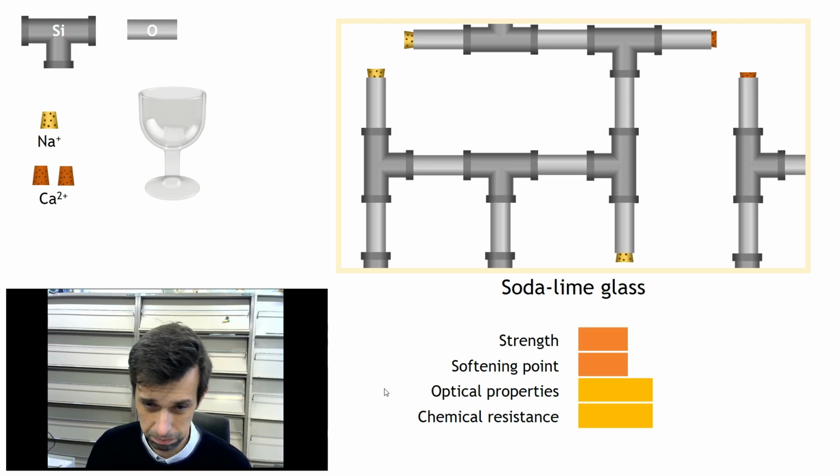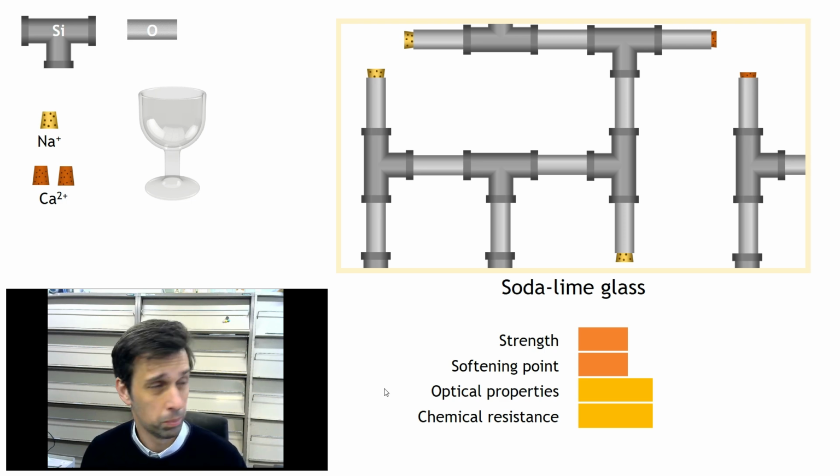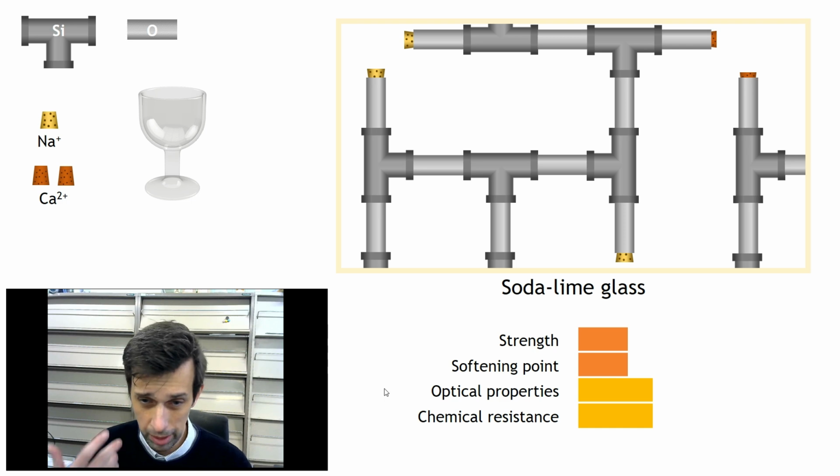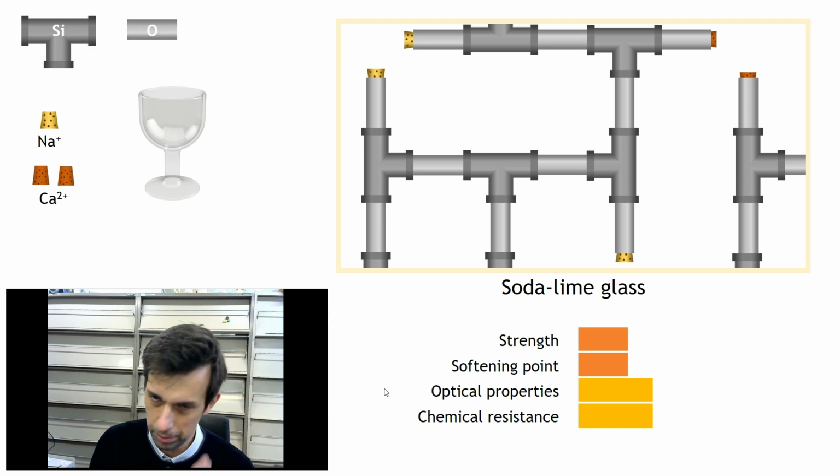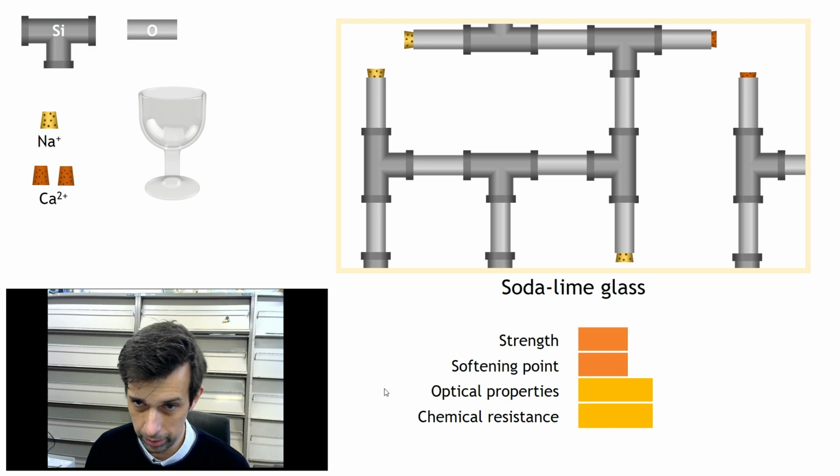Optical properties are average. I mean, we use it for windows, and it's okay. But if you put many windows one after the other, you see that the transparency is soon lost or decreased. And it has a good chemical resistance. I mean, it's not super resistant to aggressive chemical substances. Again, everything depends on the composition. So old windows are much lower quality than modern windows, for example, even if all of them are soda lime glass.